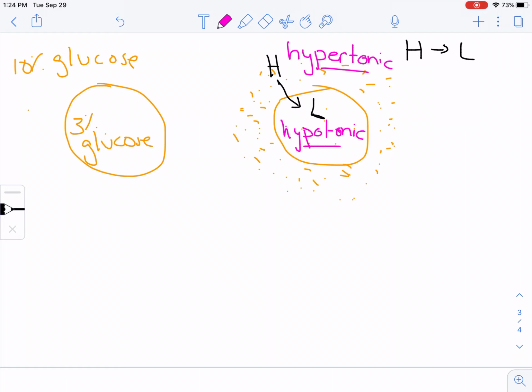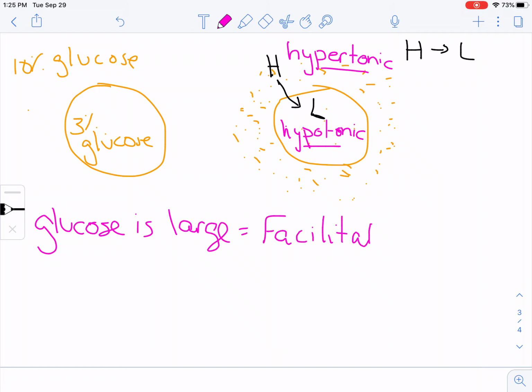And then the last one says glucose is a large molecule. How will it pass through the cell membrane? So this is basically asking, is it going to pass by simple diffusion or facilitated diffusion? We said glucose is large, so that goes along with the large and charged. And so this is going to pass through facilitated diffusion.